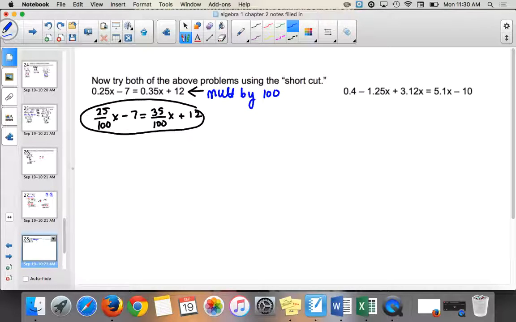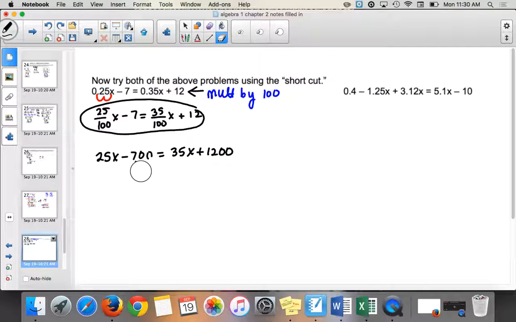And we know that when we multiply numbers by 100, we move the decimal place. How many times? 2 times, right? So I'm going to take this and I'm going to move it over twice. Well, what about this 7? It becomes 700, right? So I'm going to have minus 700 because that decimal place moved over twice as well. And then this becomes 35x plus 1200. All right, so we multiplied everything through by 100. Now is it easier to do? Sure, right?